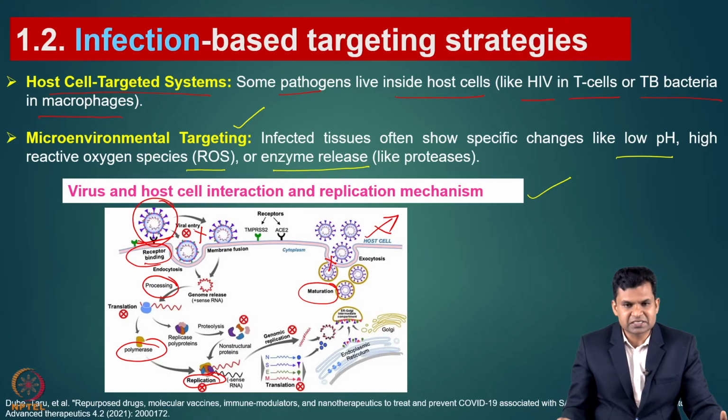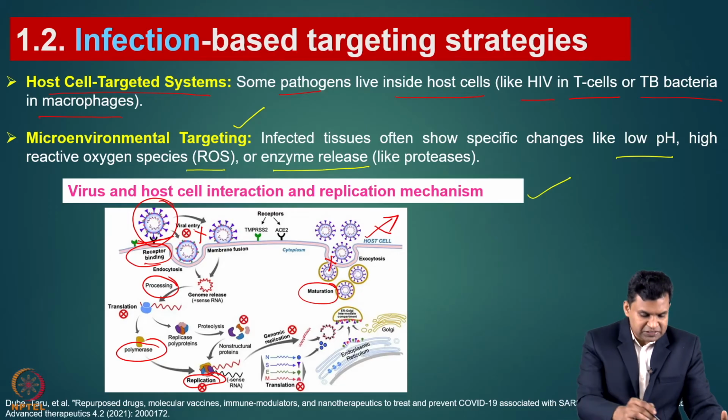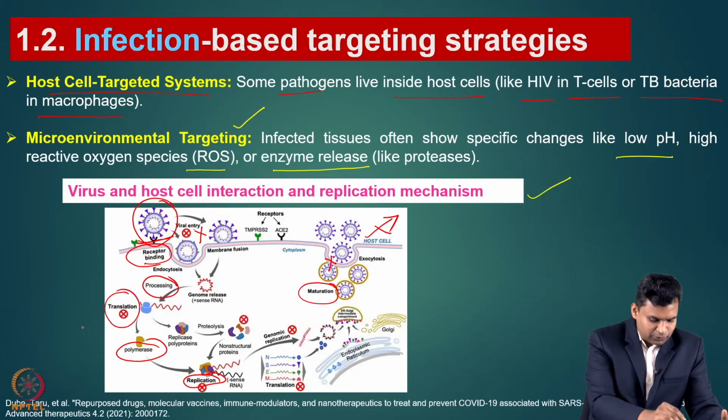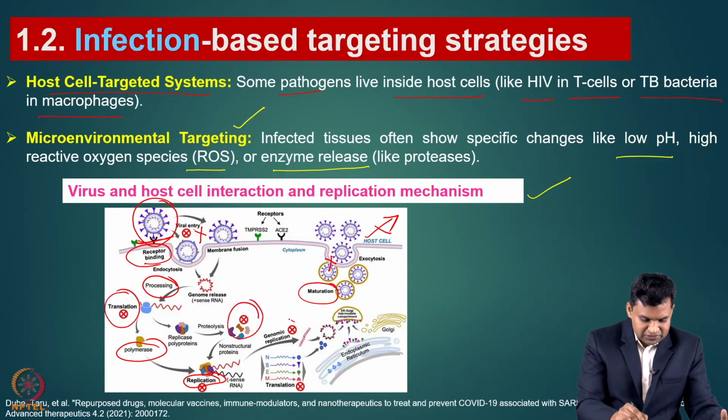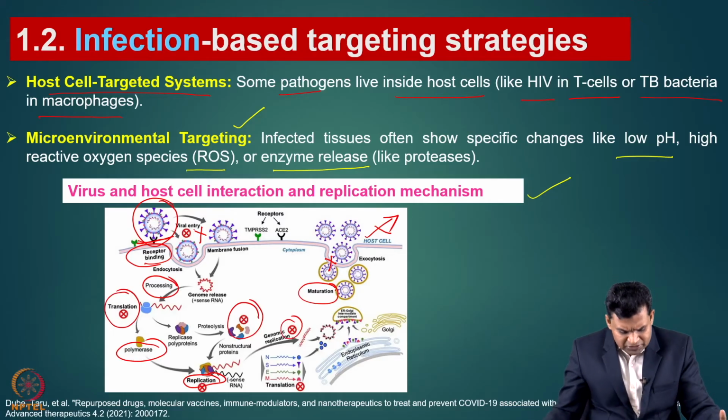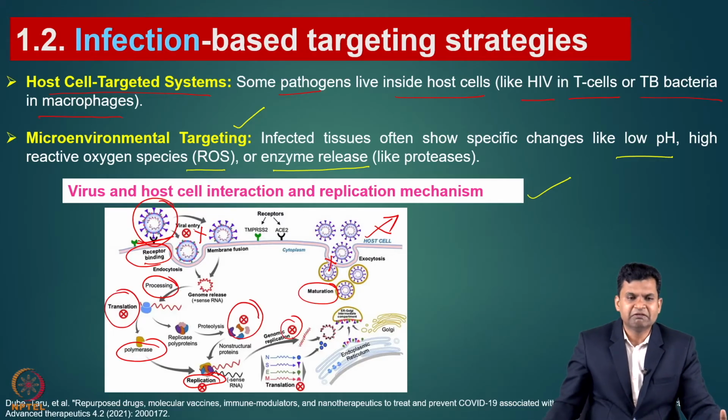So, this is a second strategy we can use for the infection based targeting. These are other locations you can see, we can stop the translation, right. We can also stop the various replication and also maturation. So, these are all possible with the various drugs also. So, with this strategy we can help to avoid the infectious based targeting strategies.